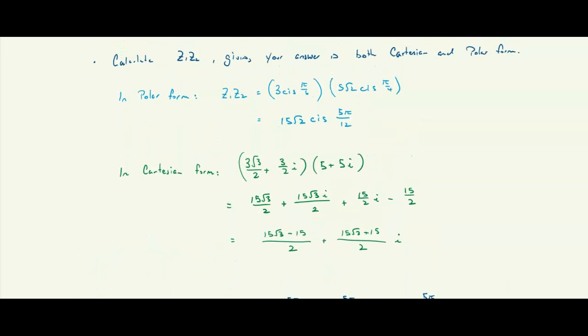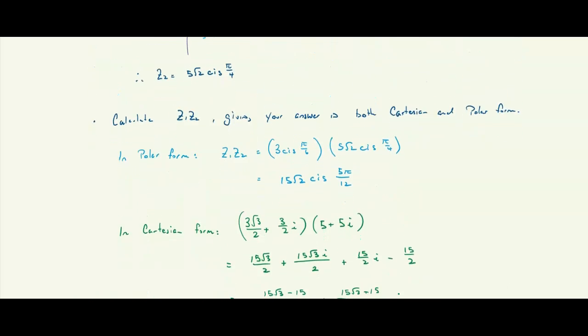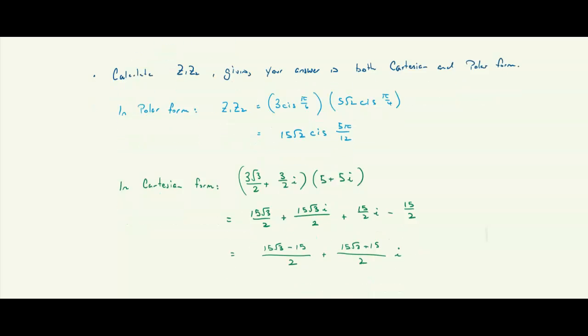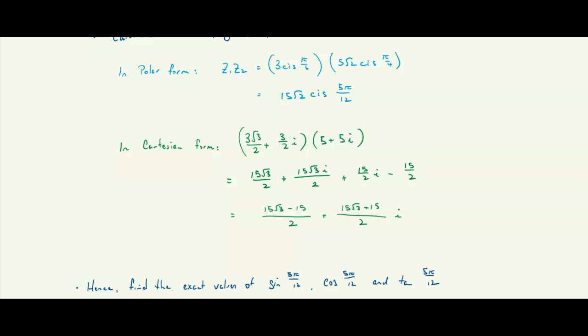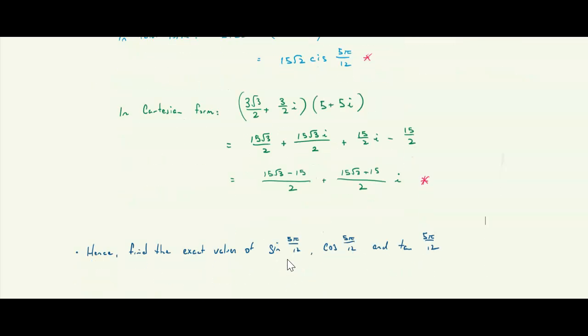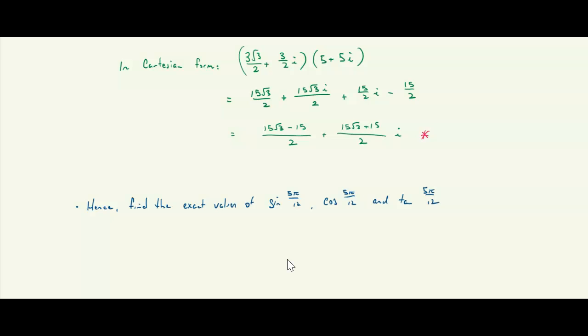Okay, so how to do that? Well, we've got 5 pi on 12 whacked in here to our polar form, haven't we? So we know that this equation and this equation are equal. So by matching our coefficients, we'll end up with the values of sine, cos, and tan of 5 pi on 12. Let's have a look at that.